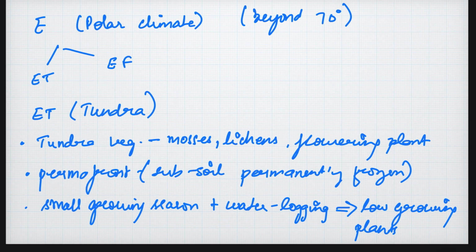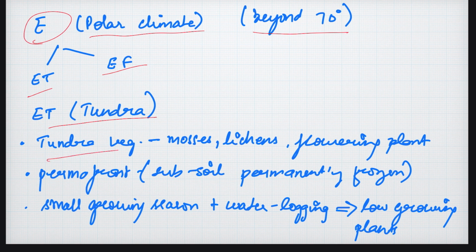E type of climate, which is the polar type of climate, is found beyond 70 degrees. Here it is ET or EF. ET is tundra type of climate. Tundra name comes from the tundra vegetation, in which we have mosses, lichens, and flowering plants. It is the permafrost region where the subsoil is permanently frozen. It has small growing season, and due to winter logging, we have low growing plants only.